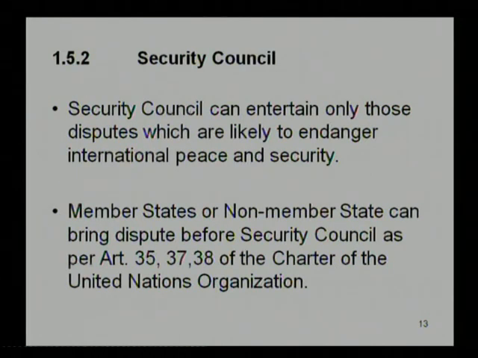The next available method is the steps taken by the Security Council. The Security Council can entertain only those disputes which are likely to endanger international peace and security. So, if any dispute is not dangerous to international peace and security, the Security Council is not available. If member states or non-member states are trying to solve their dispute through the Security Council, they must file an application to the Security Council, and a non-member state or member state can bring a dispute by this kind of application.